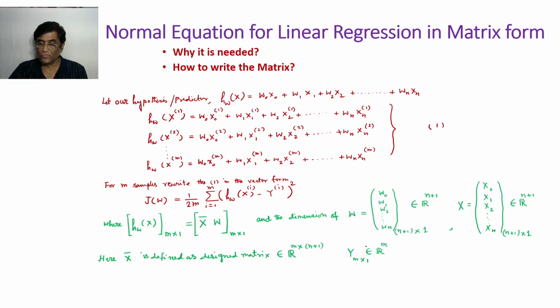And y is the label. Just like the price for this floor area, this is the price; for that floor area, that is the price. So this is label data. The predicted value is this, and this is the actual value. So the dimension will be, as usual, m cross 1, and because m samples are there, it belongs to the real space of dimension m.